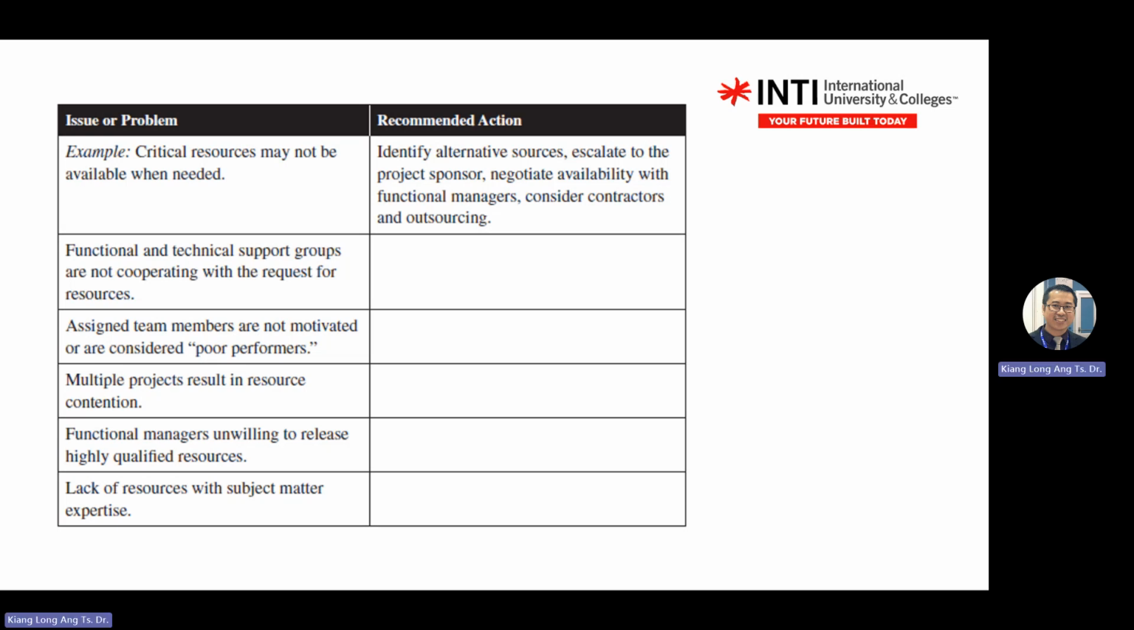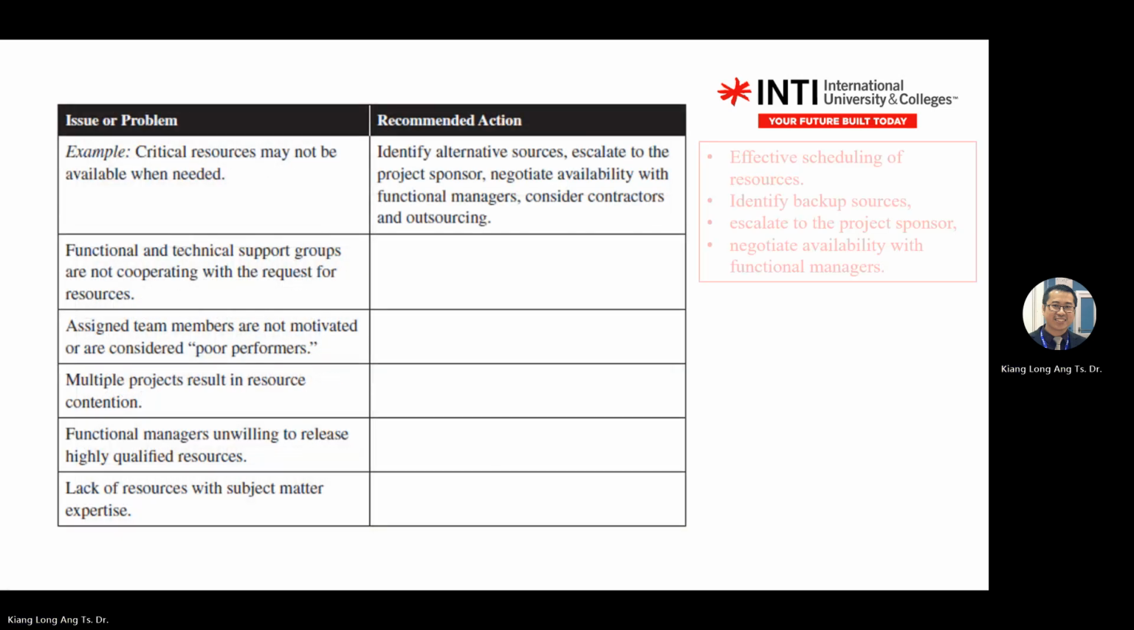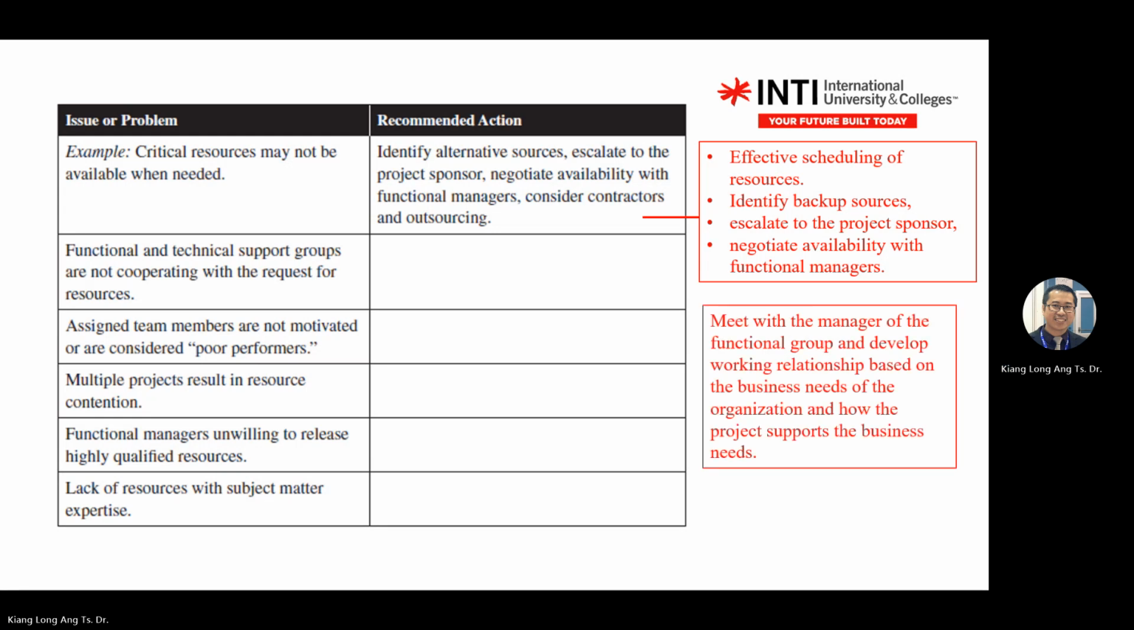Okay. And this one, functional groups are not cooperative with the request for resources. It's another problem. The problem is with the FM, because of the resources. What do you do? There are lots of answers. The first one is the additional answer for this one, same as before. The second one is because you have a problem with functional managers.